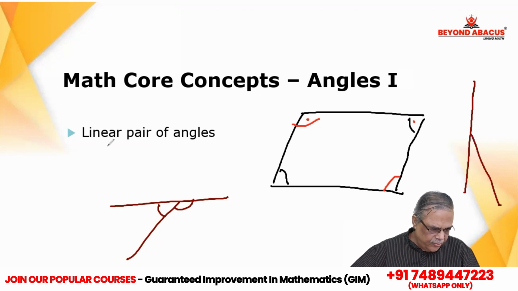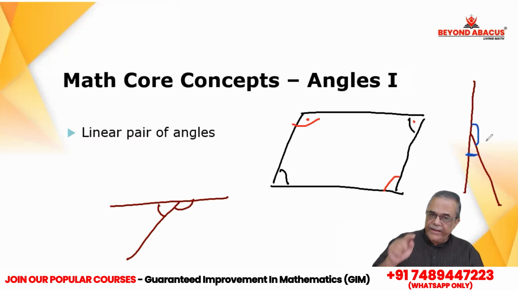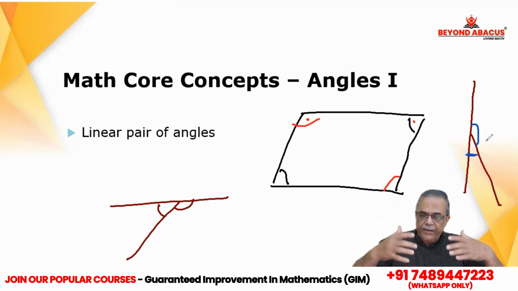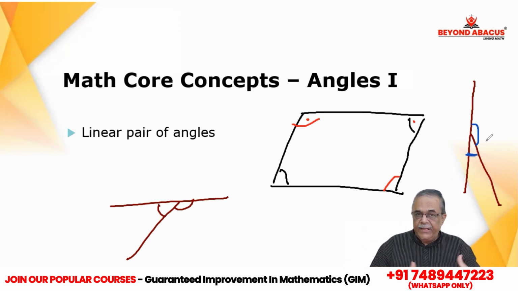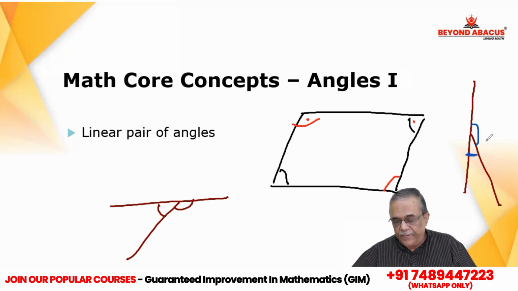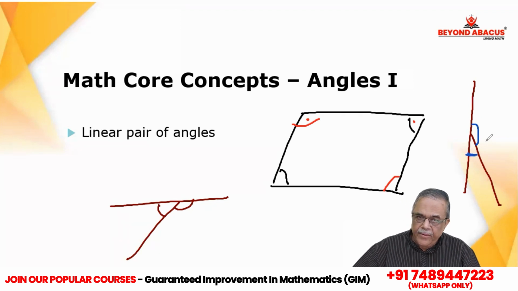It can be like this also. I always like to use different colors so that it's clear to us what we are talking about. So this angle and this angle, they are supplementary and they are a linear pair also. Why are they supplementary? Because they are adding up to 180 degrees. Why are they a linear pair? Because they are part of the same line and there is nothing in between. So this is the notion of having a supplementary angle and linear pair both together here.